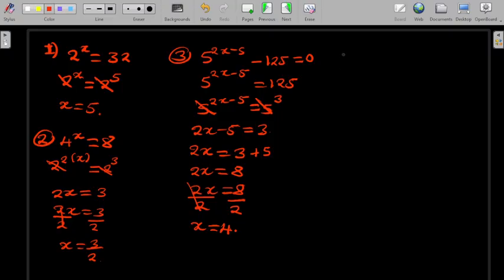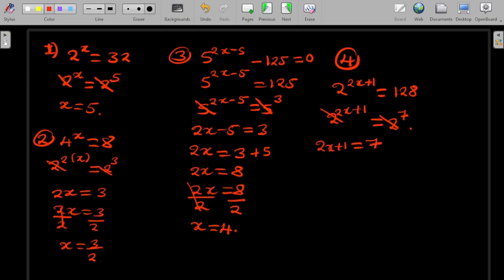Then the fourth one is 2 to the power 2x plus 1, which is equal to 128. The first thing you check is the power. Since the power is the variable, you make the bases the same. So here we have 2 to the power 2x plus 1, which will be equal to 128, which can be written as 2 to the power 7. Now here we cancel the bases and set the powers. So we have 2x plus 1 equal to 7.